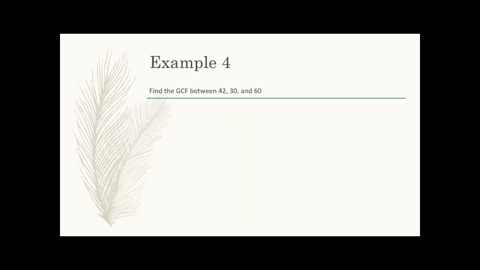I have another example here. These are larger. We have the GCF between 42, 30, and 60. So I'm going to do the same method here with all 3 of these. I'm going to start with the smallest out of those 3 numbers, which is 30. And then I'm going to write down all the factors of 30.